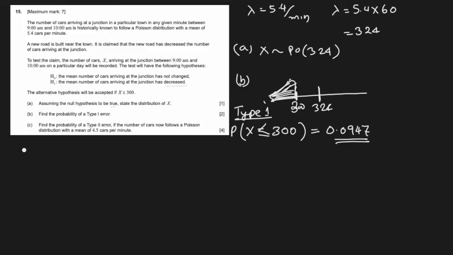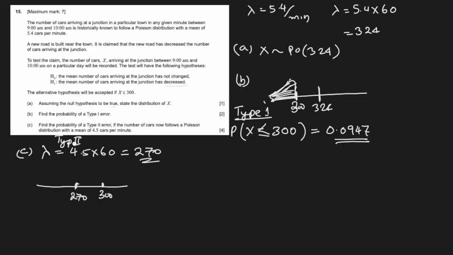Find the probability of type 2 error, if the number of cars now follows a Poisson distribution with a mean of 4.5 cars per minute. So our lambda will change here, 4.5 times 60 now. 240 plus 30, 270 is the mean, and we want type 2 error. So if 270 is mean and 300 we want here, and type 2 error, we want type 2 error.